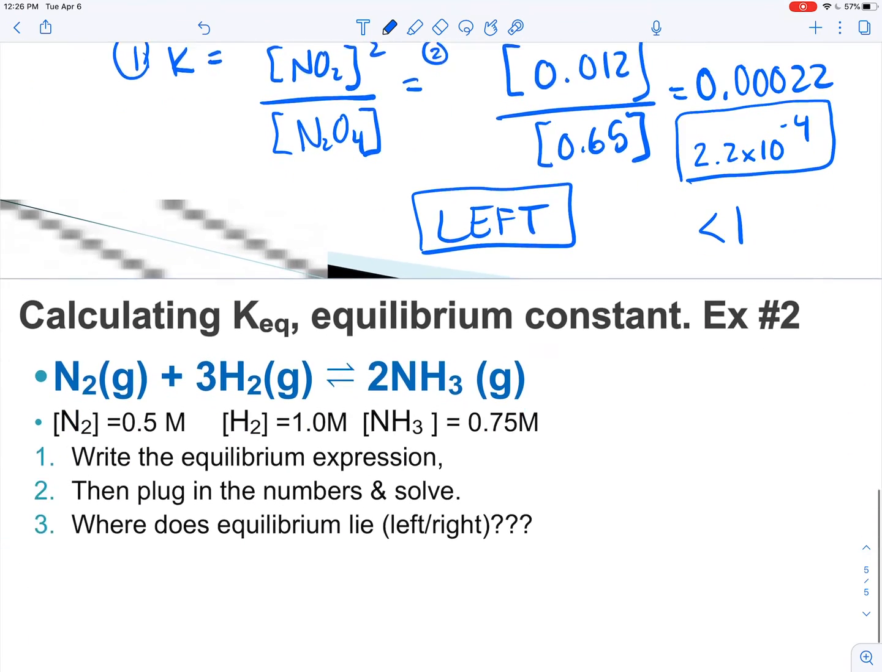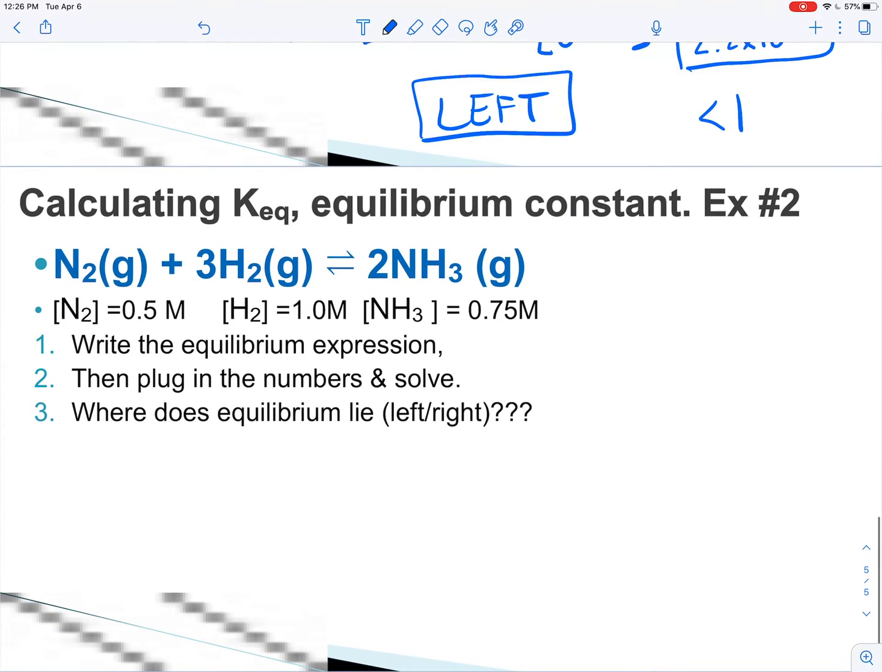All right, let's try another example. So we're going to follow the same steps. We're going to write the equilibrium expression, and then we're going to plug in the number. So here, again, we saw this same equation yesterday. This is example number 2 from yesterday as well. So it's going to be NH3 squared over nitrogen times H2 cubed.